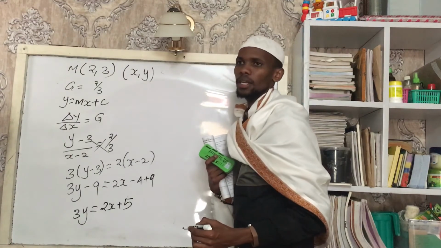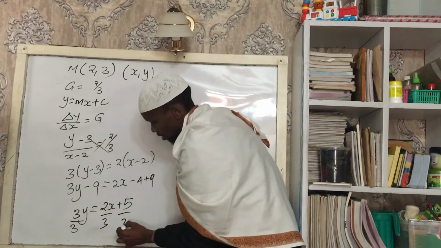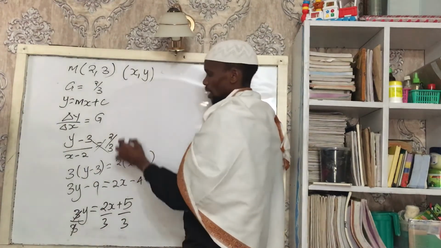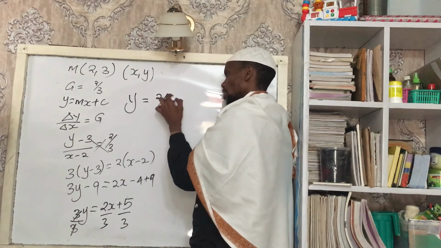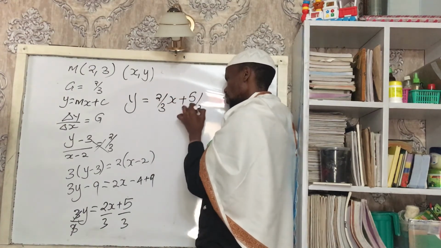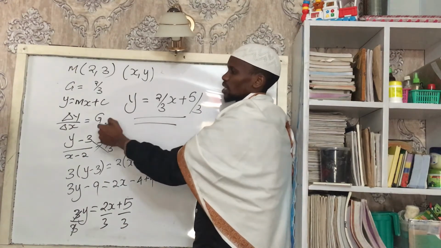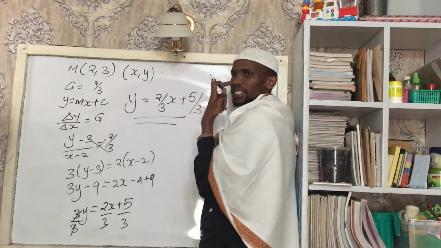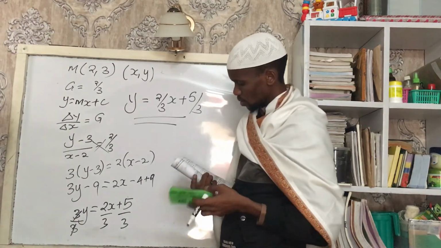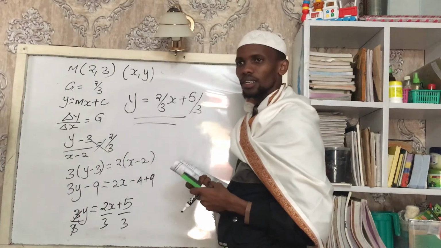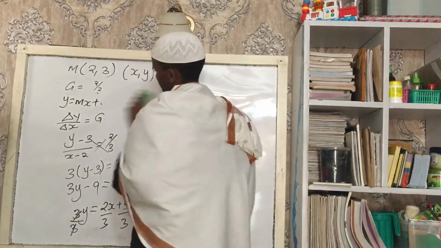Let's remove the 3. Divide by 3, divide by 3, this cancels out. So my answer will be y is equal to 2 over 3 x plus 5 all over 3. And this is the equation of a straight line, where 2 over 3 represents what? The gradient. Understood? Shall I give one more, or do we continue?